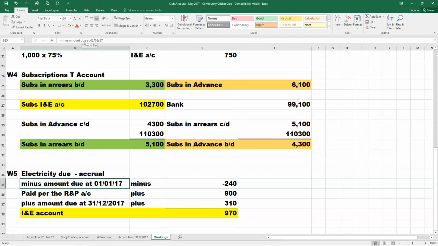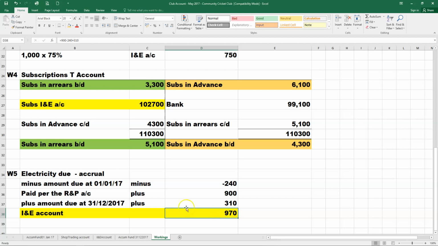So I'm going to minus my opening accrual, or my opening amount due at the 1st of January 17, and that is 240 euro. Paid per the receipts and payments account, which will be there on my credit side, and that is 900 euro. Then plus any amount that's due at the end of the time. And if you go over under the 31st of December 17, you have a figure of 310 euro. And that's going to go in there as a plus figure. And we're going to add all them up. And that is 970 euro, which will go into my income and expenditure account.